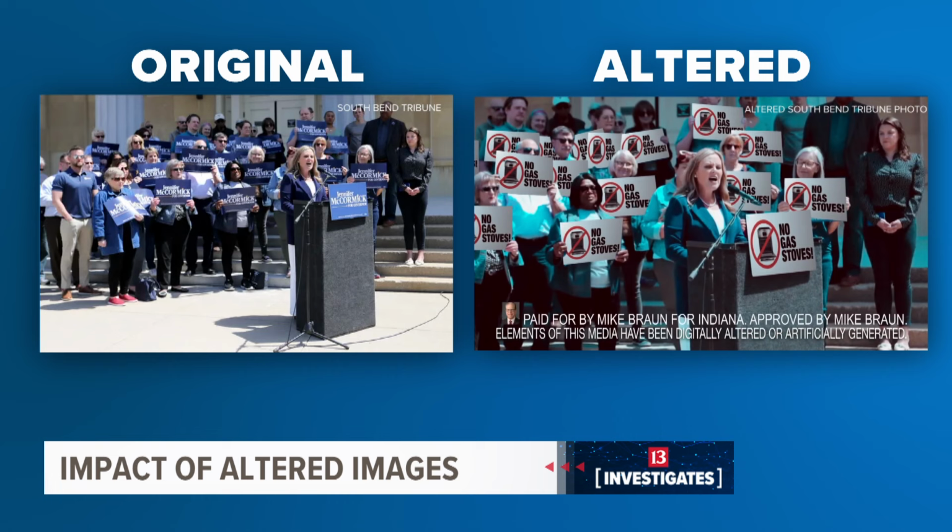Just this week here in Indiana, questions surrounding this ad for gubernatorial candidate Mike Braun. His campaign altered a picture of a rally for Jennifer McCormick, changing the signs that people were holding. Altered images and totally made up pictures. Our senior investigative reporter Bob Siegel is in studio tonight, and you got an inside look at how they're made.